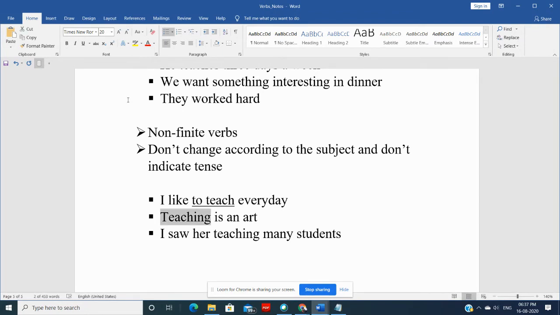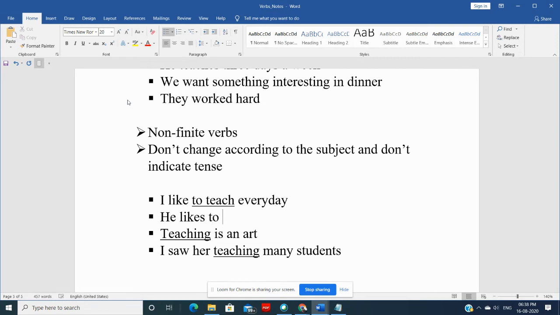Teaching is an art. Teaching looks like a verb, but it is not the verb that tells us about the tense. I saw her teaching many students. Again here, teaching. These words look like verbs, but they don't tell us about the tense, nor do they change according to the subject. For example, if I write, he likes to teach every day, then the verb which is changing is likes and not to teach.